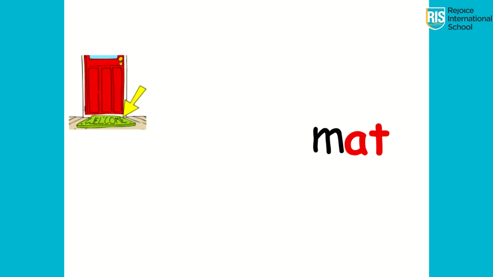Correct, it's the letter M. And the letter M makes the sound M. Let's put them together. And what is the word? Come on, children, you all can read this word. Correct, mat, just like the welcome mat outside our homes. Correct. Let's see what letter comes up next.